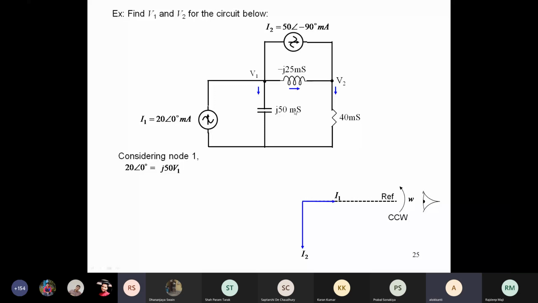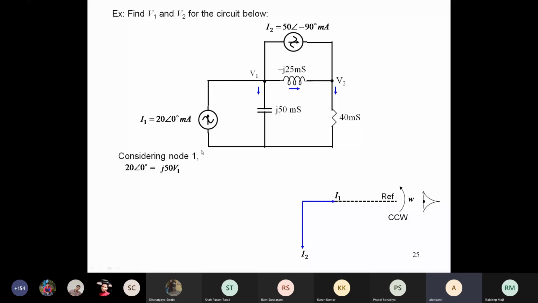Sir, is V2 1.55 minus 73.1? No. So this is the first, V1, no, this is the first current going out. 1.06. Yes. Angle? Negative 113.2. Negative 113, no. So this is the first current going out.